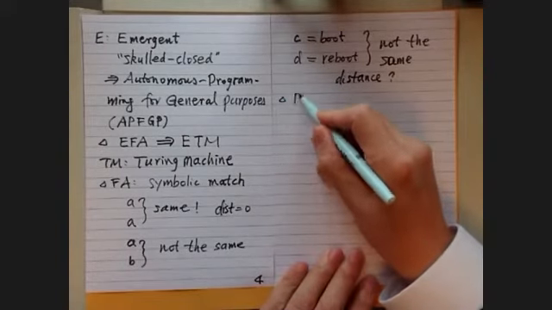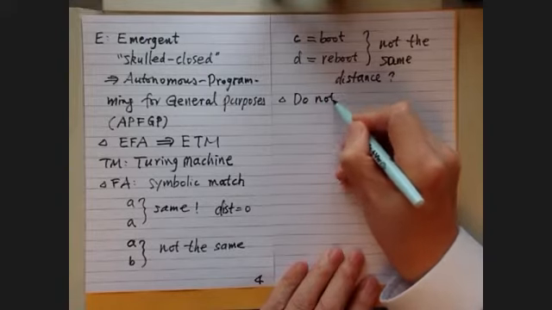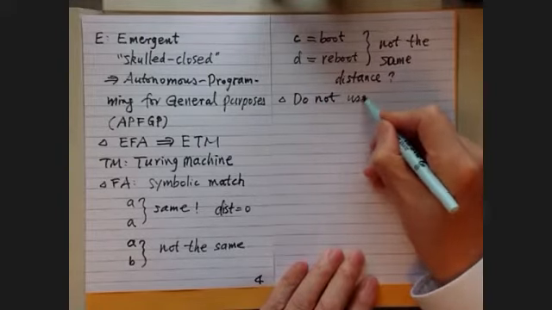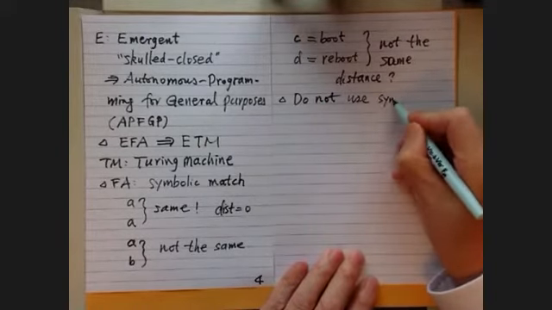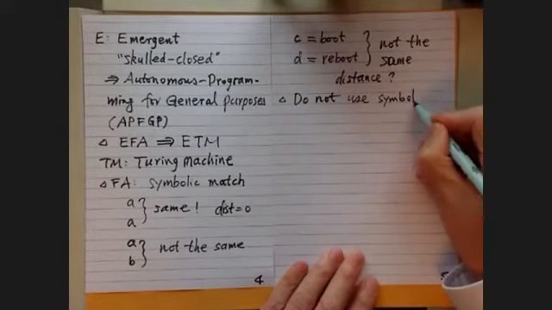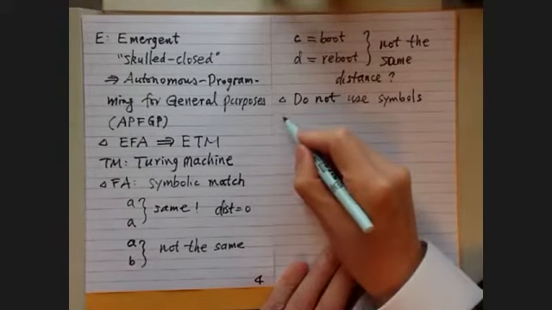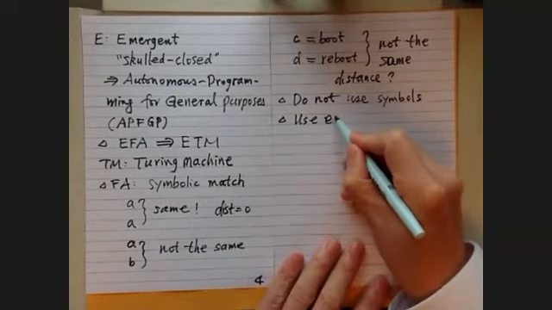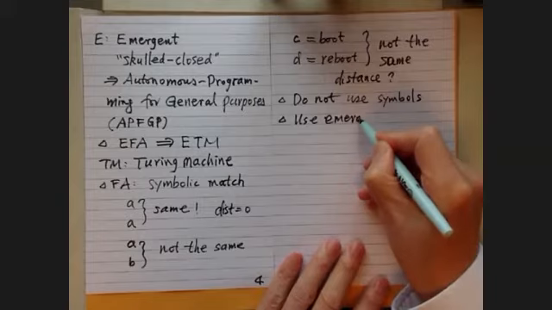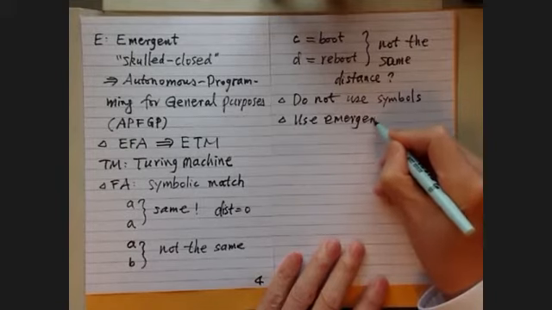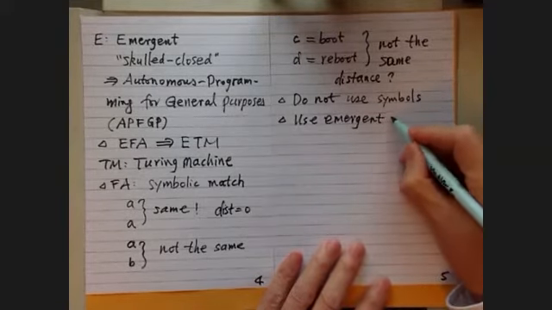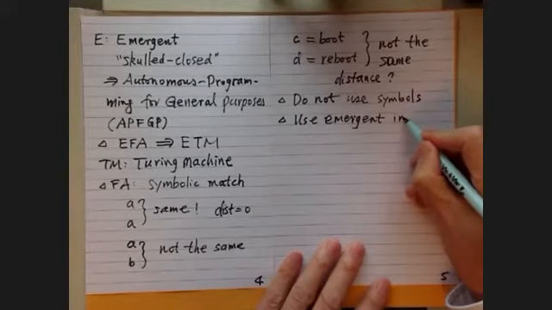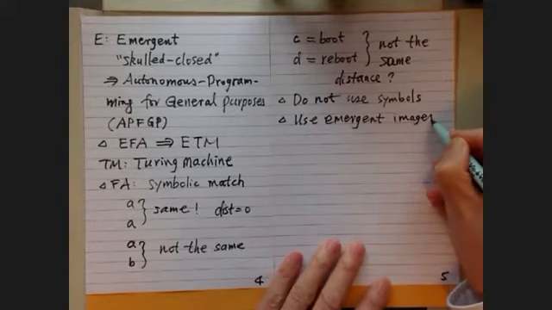So we say, do not use symbols. And this is not new. People say, I don't use symbols, I use emergent, that's my concept. Many people don't call it emergent. I use emergent images. And what do you mean by emergent images?